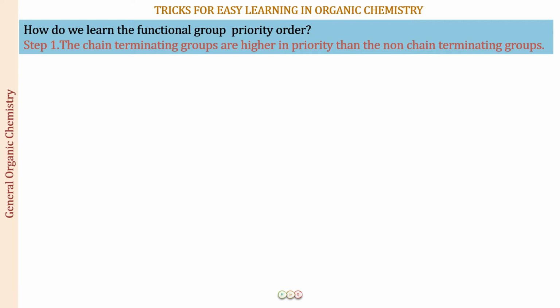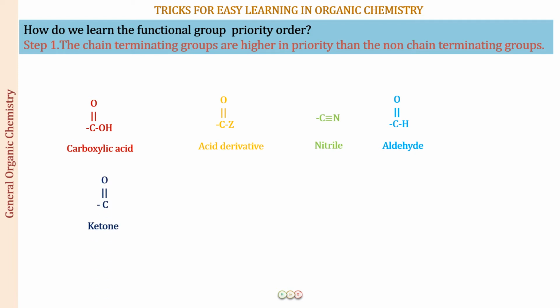but never in between. So the chain terminating groups are the carboxylic acid group, the acid derivatives, the nitrile group, the aldehyde group. They are always going to be higher in priority than the non-chain terminating groups like the ketone group, the C=O group, the alcohol or the phenol group, that is the OH group, the thioalcohol group, that is the SH group, and the amine group, that is the NH2 group.